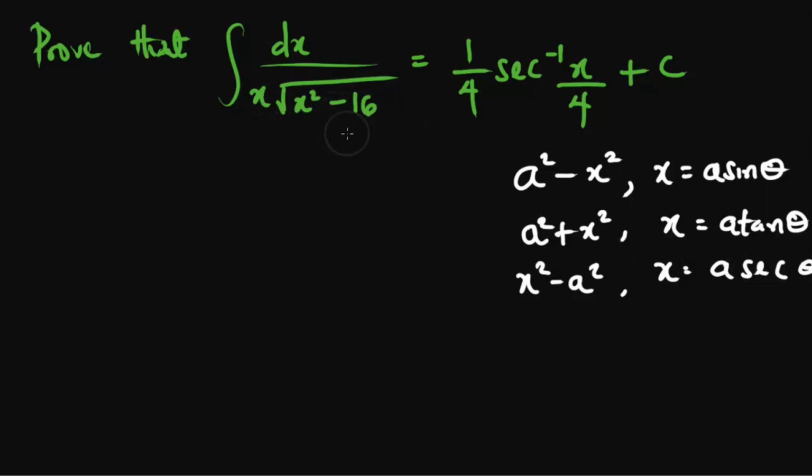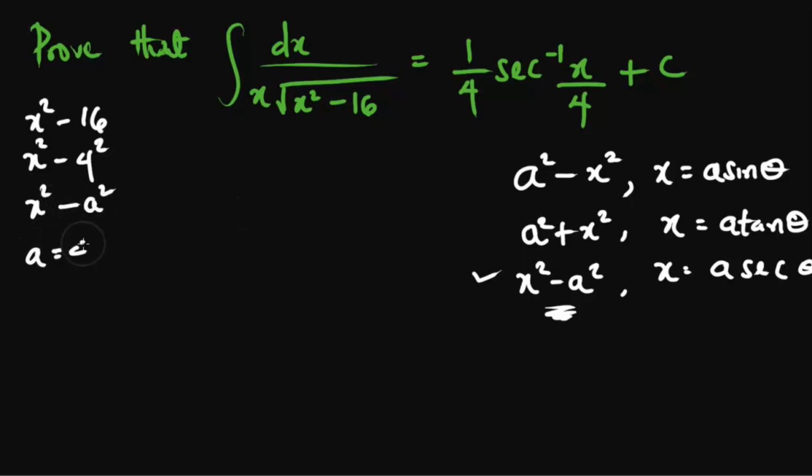Now, when we take a look at this expression x squared minus 16, comparing it with these 3 points, we can compare it to point number 3. It agrees with point number 3. So I can write this as x squared minus 4 squared, and it agrees with x squared minus a squared. So that means that a is equal to 4, and I'm going to substitute x with 4 sec theta.